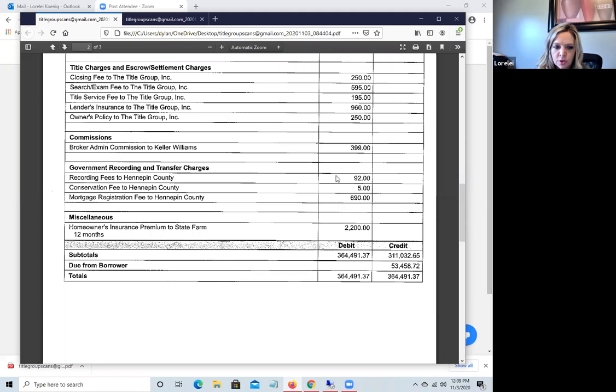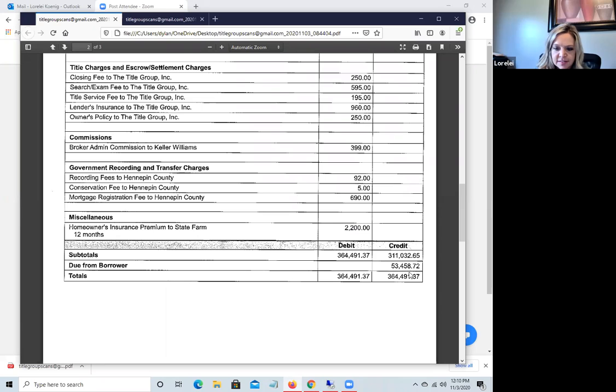The buyer will pay to record the deed as well as their new mortgage. Again, that $5 conservation fee, that's for every deed or mortgage filed in the county. And then the mortgage registration tax, again, is based off of the loan amount in this case. And it is $2.30 per thousand in all counties except Hennepin and Ramsey, which are $2.40 per thousand. And then the total, and they usually collect for a 12-month homeowner's insurance up front.